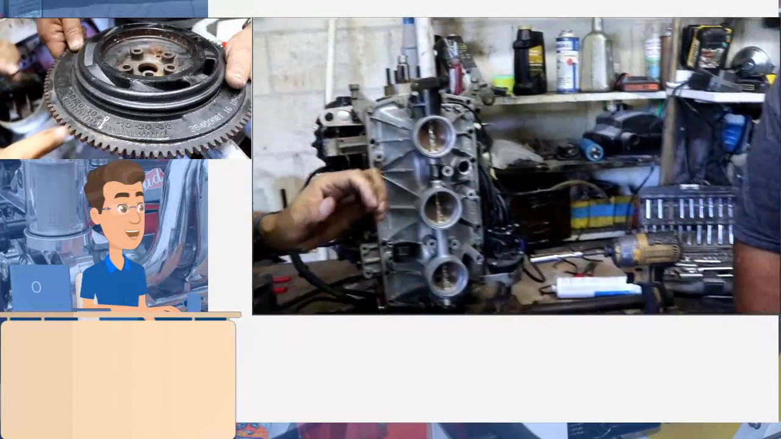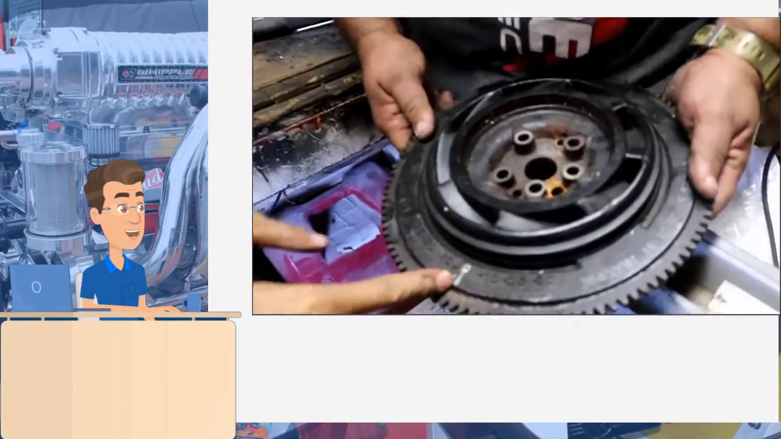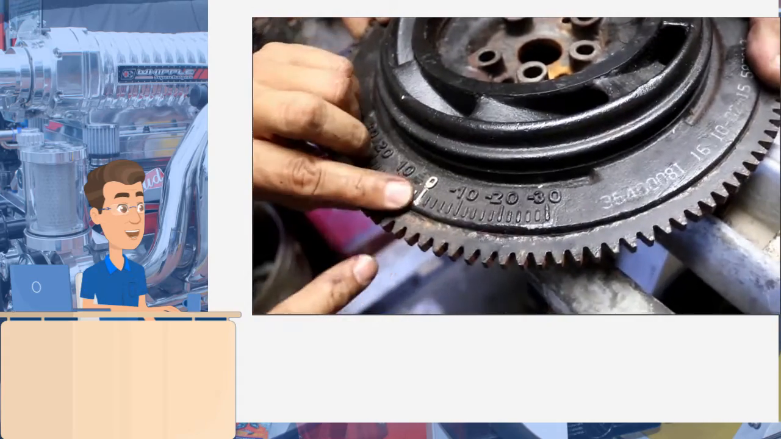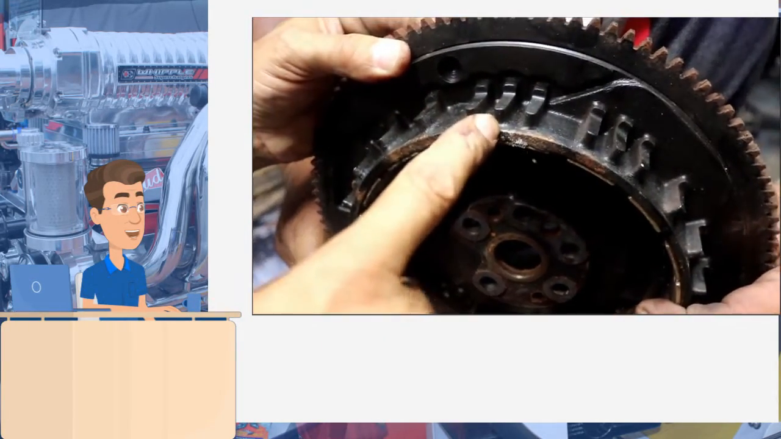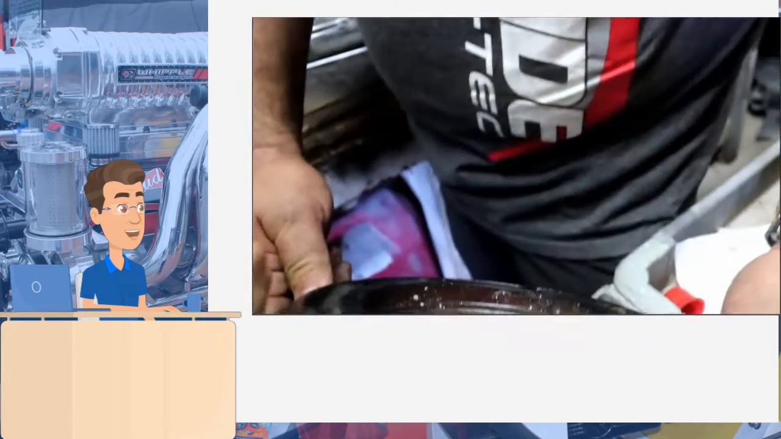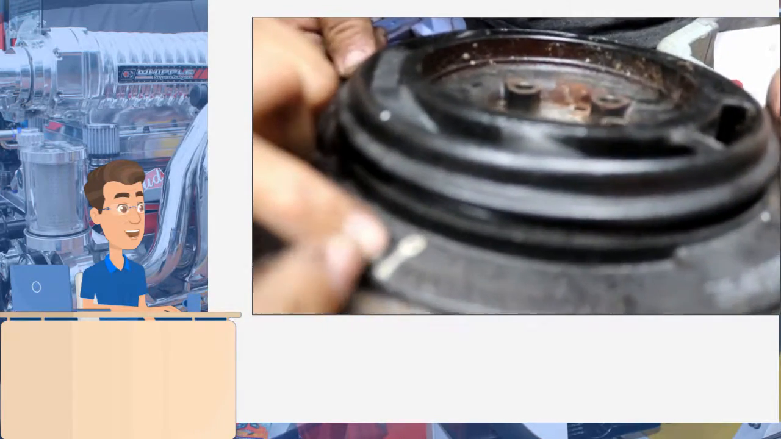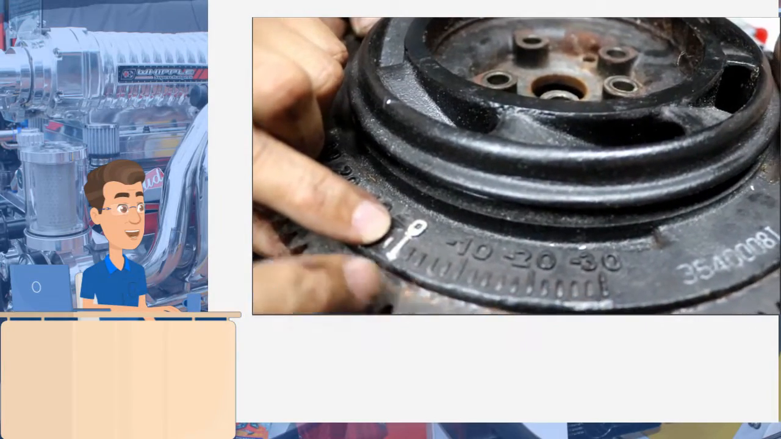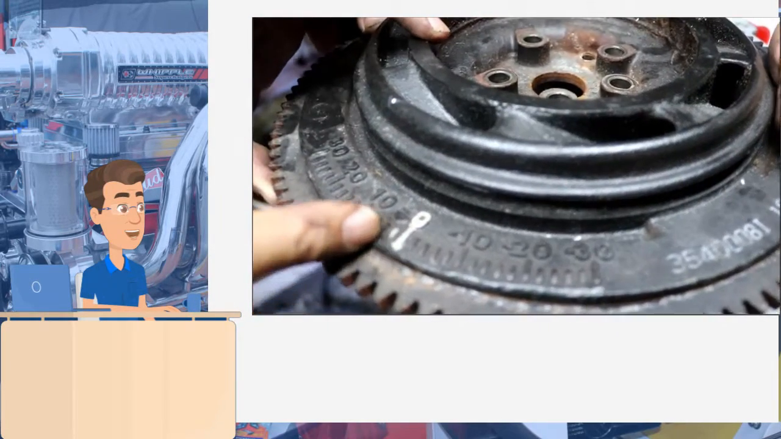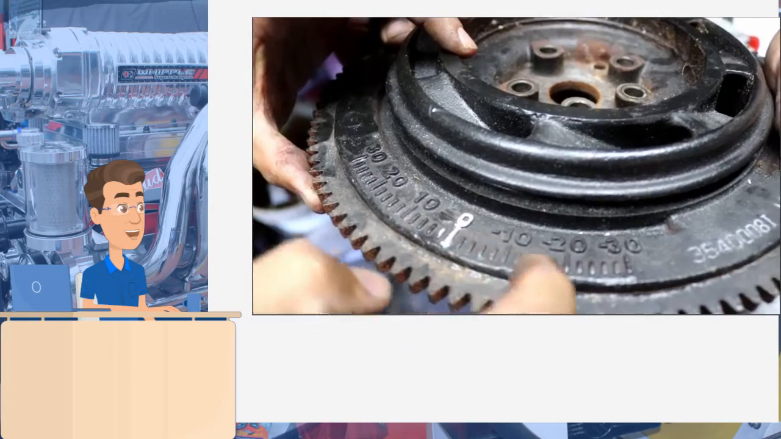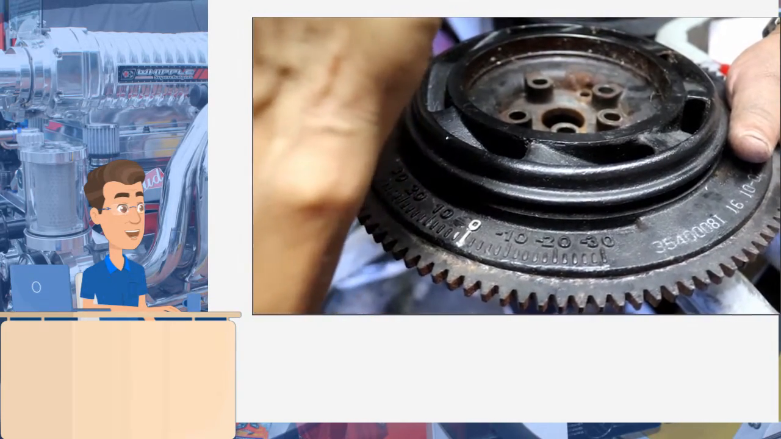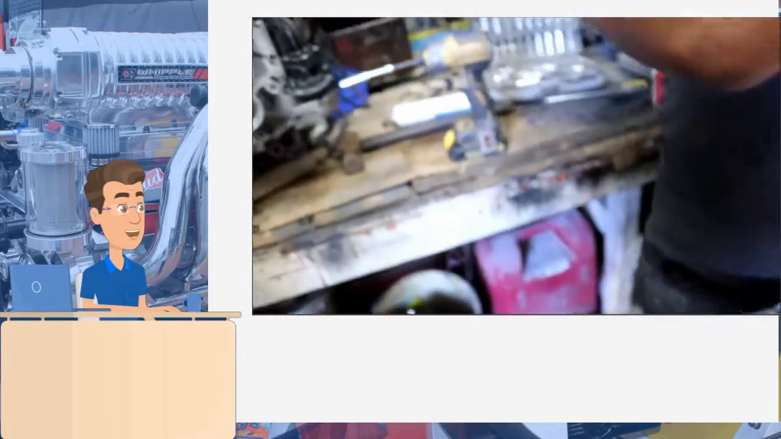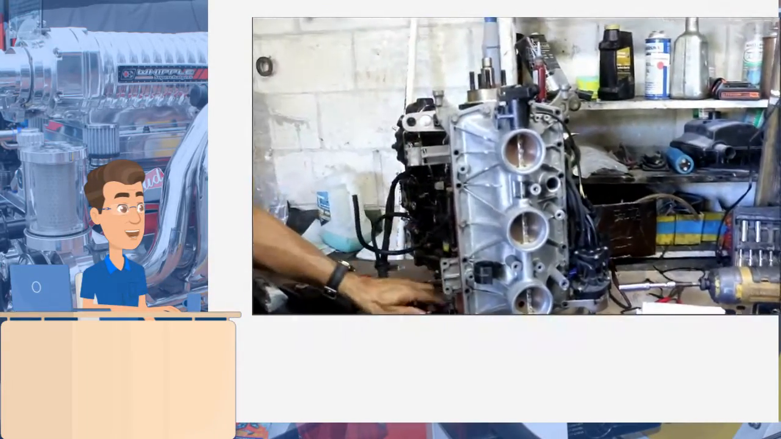And now we are going to remove the intake. Look, those are the marks for zero, and you advance in one direction or retard in the other direction. Exactly. This is the position for the flywheel. We are going to explain that movement later, according with the timing. Okay, my friend.